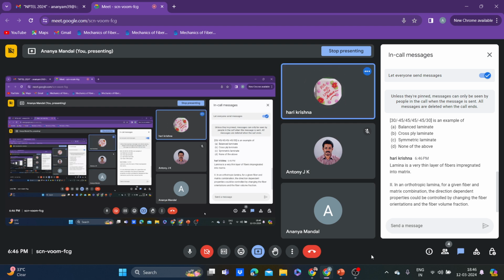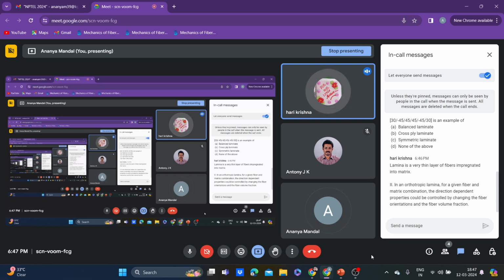Ma'am, here the first statement is correct: the laminate is a very thin layer of fibers included in a matrix. Am I right? Yes. But in the last line, I have seen that by changing the fiber orientation and the fiber volume fraction, it was direction dependent. In an orthotropic lamina, for a given fiber and matrix combination, it depends upon the directions.